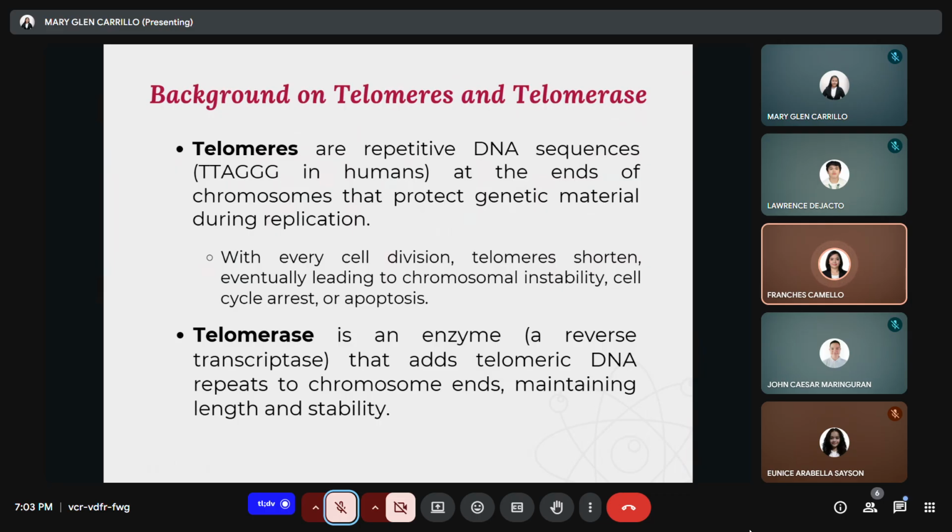Now, on the other hand, we have telomerase. Telomerase, from the ending -ase, is an enzyme. Yes, it is an enzyme. It is a reverse transcriptase that adds telomeric DNA repeats to chromosome ends, maintaining length and stability. So telomerase is simply the one responsible for regulating the ends of our telomeres, adding the sequence TTAGGG, maintaining length and stability of our chromosomes. Next slide, please.